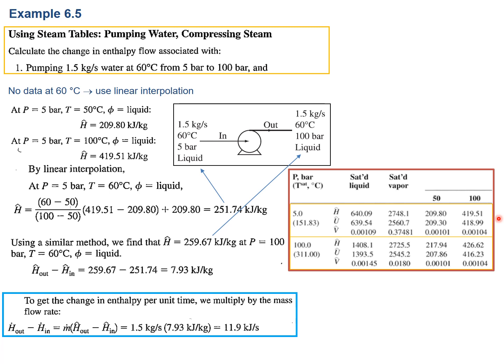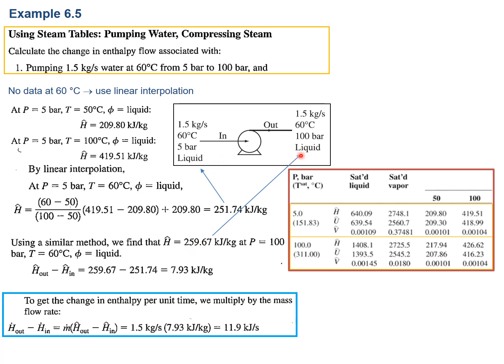Unfortunately, we have the data at 50 Celsius degree and 100 Celsius degree. The data we want is between this column and this column. Then how can we obtain the unknown values of enthalpy and internal energy term? No data at 60 Celsius degree. Use linear interpolation introduced in the previous slide. So we could use 5 bar 50 Celsius degree here and 5 bar 100 Celsius degree here. Both of them are liquid, right? Then by linear interpolation, you could calculate the enthalpy value at 5 bar and 60 Celsius degree. So the specific enthalpy is here for the input.